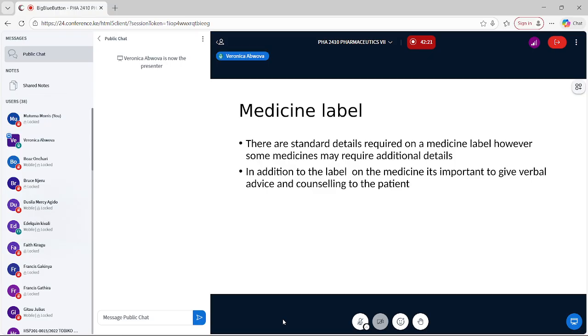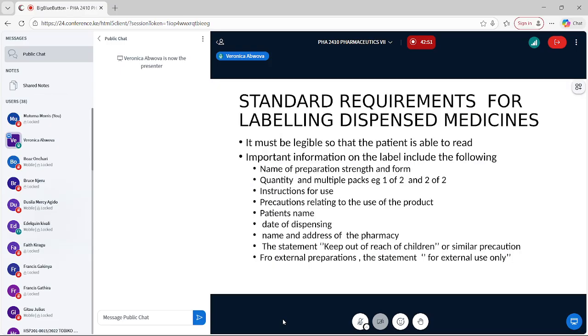Then there are standard details required on a medicine label. However, some medicines may require additional details. In addition to the label on the medicine, it is important to give verbal advice and counseling to the patient. We've already talked about that. Always ensure that the patient understands what has been written and give them a chance to ask questions to confirm what has been written.